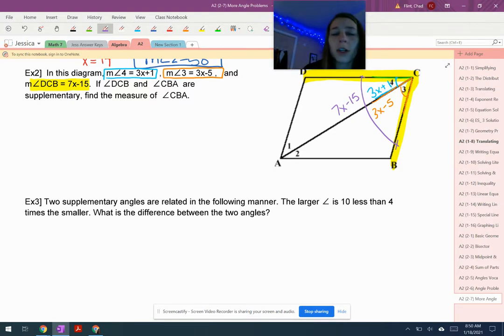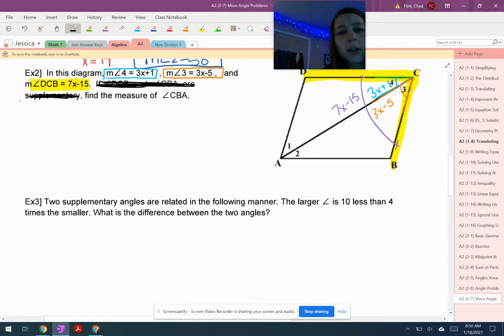We're actually going to change this example a little bit here. We're going to pretend that we don't have this information, CBA. We're going to get rid of this piece of information right here and change this problem slightly. All right, so they give us angle 4, they give us angle 3, and then they give us that entire angle DCB.